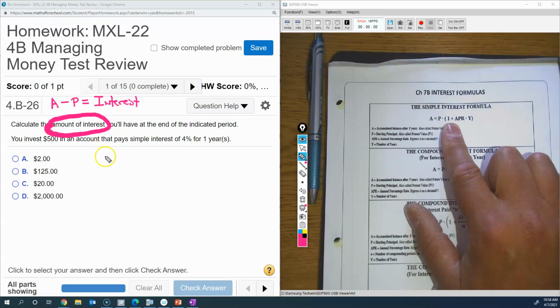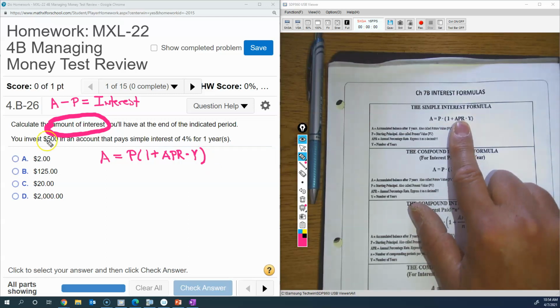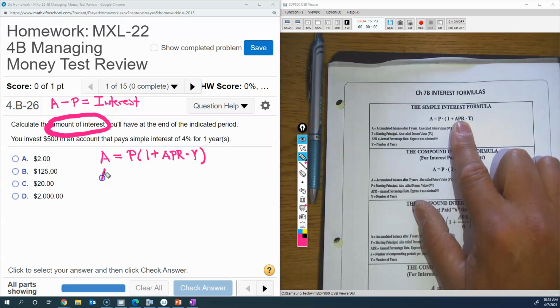All right, so the accumulated amount, A, equals P times 1 plus the APR. Now what's different is that the Y isn't the exponent. You're just multiplying by Y. Okay, so that's the formula I'm pointing at here. So we don't know A, but we know we're putting in $500, 1 plus the rate times, and we're just doing it for 1 year.